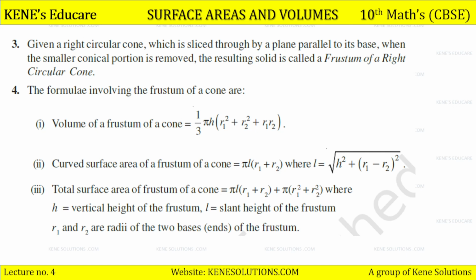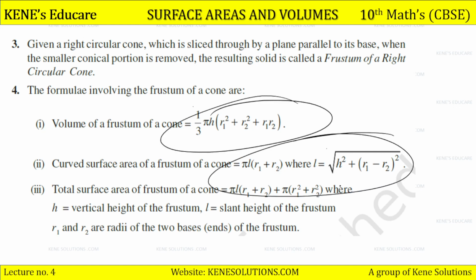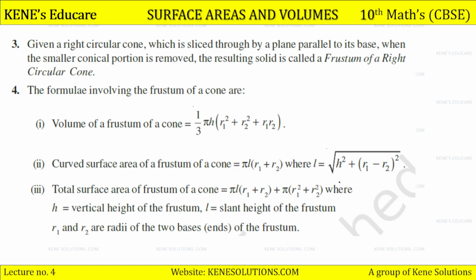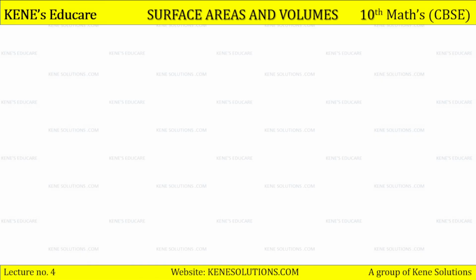Curved surface area of the frustum of cone is equal to pi l (r1 plus r2), where l is equal to square root of h square plus (r1 minus r2) whole square. Total surface area of frustum of cone is equal to pi l (r1 plus r2) plus pi (r1 square plus r2 square), where h is equal to vertical height of the frustum, l is equal to slant height of the frustum, and r1 and r2 are radii of the two base ends of the frustum. Okay, so the formula for volume, curved surface area and total surface area of the frustum, you have to keep in mind. These formulas you should remember.